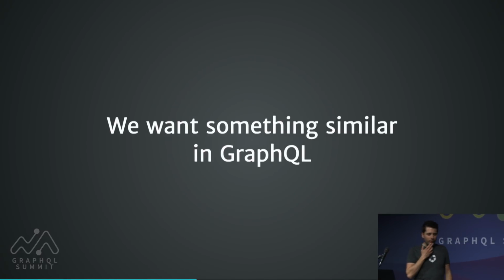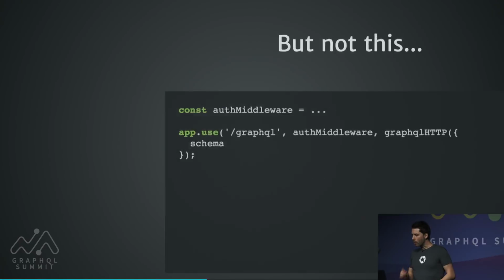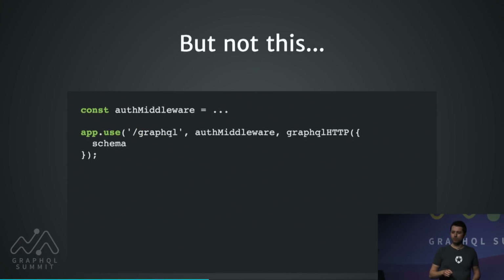So when we start thinking about GraphQL, we might be tempted to say, OK, well, let's maybe take that approach. Let's try to do something similar. The problem is we don't want something like this. We don't want to have our single GraphQL endpoint and then apply that middleware, because we're going to have this kind of all or nothing scenario in this case.